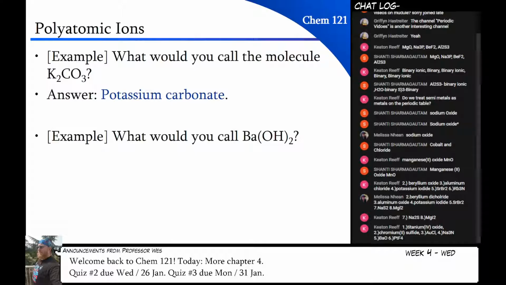All right. Hopefully, you were able to find that this is that. And that we would name this one barium, because that one's not new. And this one is hydroxide.